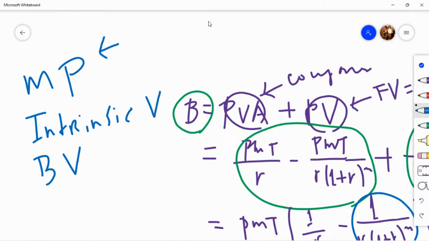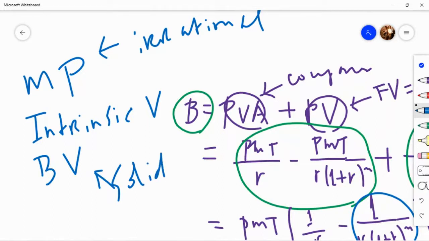Market price is basically swayed by herd mentality. It's a herd action. So market price is basically irrational, right? Book value is solid, because it's based on the actual data. But the actual data is always past. Think about it. The most current data we have is always past.